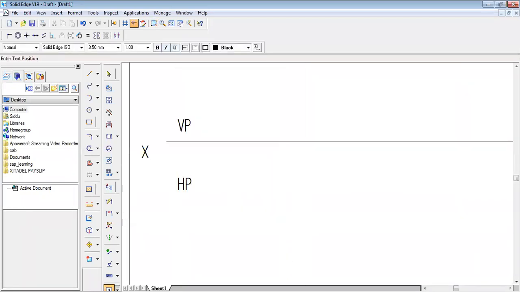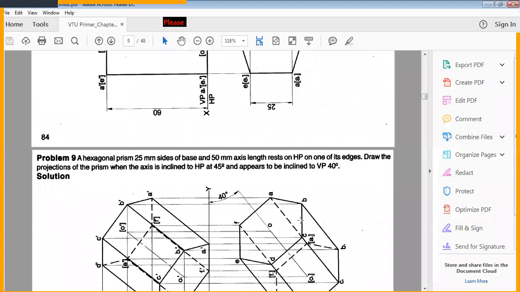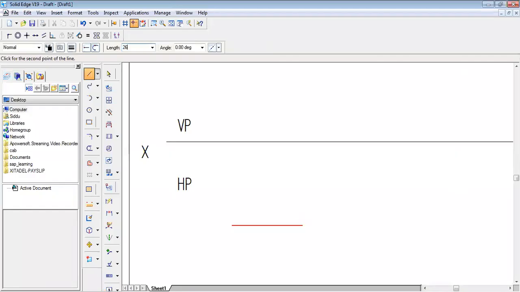Since it is told that it is a hexagon, we know how to draw a hexagon. It is given that one of its sides is 25, so say 25. For the angle, you give it using the tab command on the keyboard. The angle initially is going to be 0, you keep it. Again using the tab, that is 25. The angle will be, we know, 60.